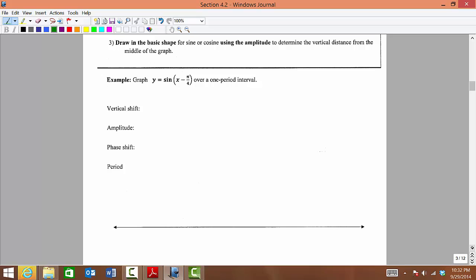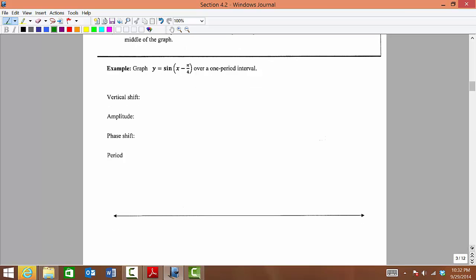Let's graph y equals sine of x minus pi over 4, over one period interval. So our vertical shift, well, I haven't added or subtracted anything on the outside of the function, so there is no vertical shift. The amplitude, we have multiplied the front of the function by 1, so the amplitude is 1. The period, we have not multiplied x on the inside by any value. The coefficient of x is still 1, so the period will be 2 pi. So the only change that we've made is a phase shift. We have subtracted pi over 4 on the inside of the function.